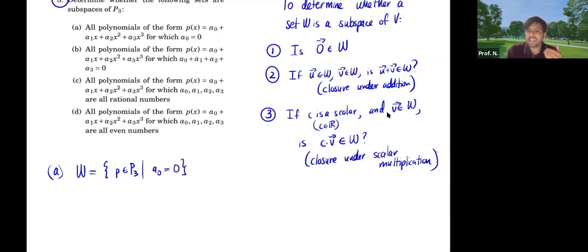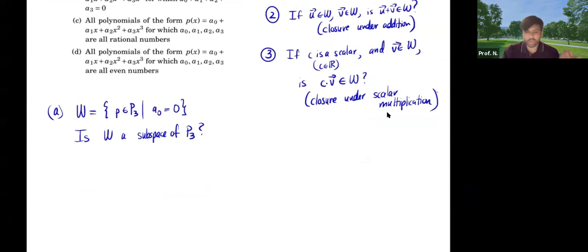Now my question is: is W a subspace of P3? That's the question. Is it a subspace? Well, let's check. First thing, is 0 in W?